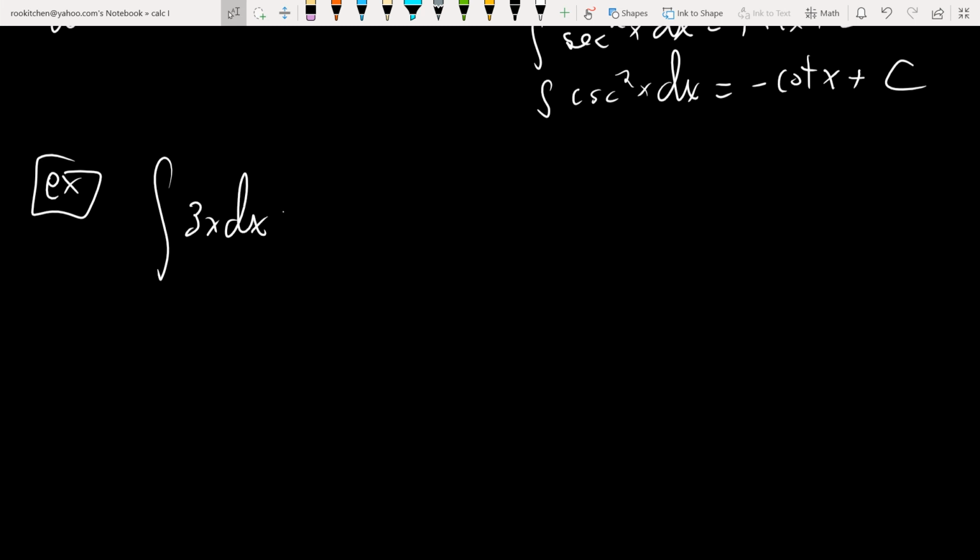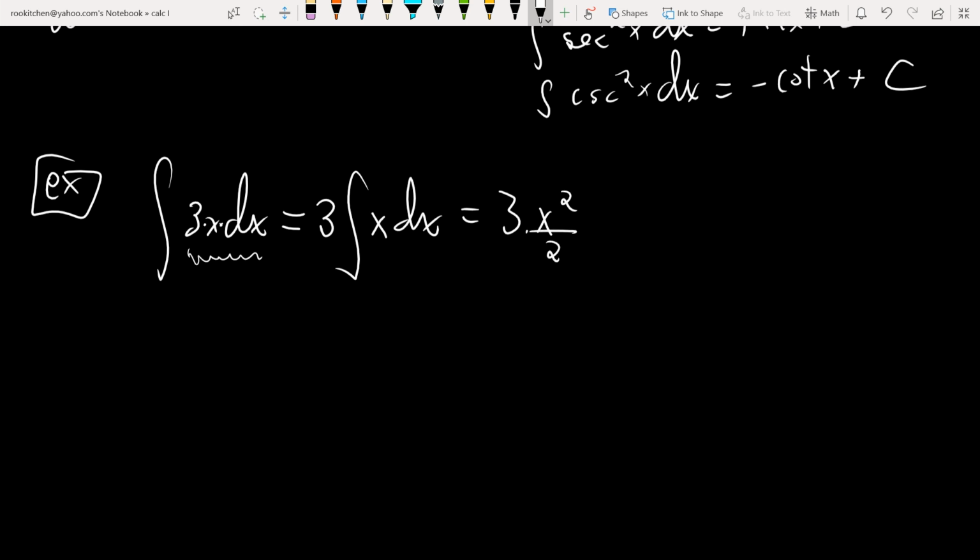3x dx. The first thing you usually want to do is pull out any constants. So you can pull out a 3. You consider everything in here as multiplied by each other, so it's like 3 times x times dx. You want to think of dx as almost another variable, so you could factor things out of it. 3 times the integral of x dx, and then it's 3 times x squared divided by 2, plus c. Make it look pretty: 3x squared over 2 plus c.